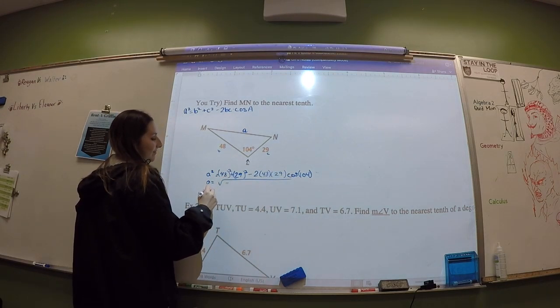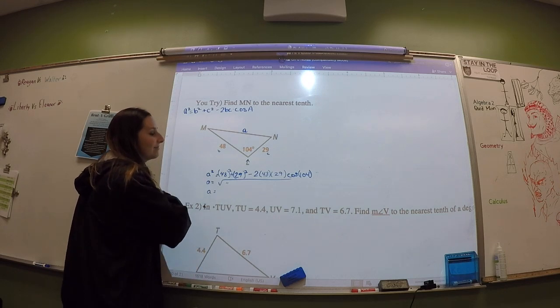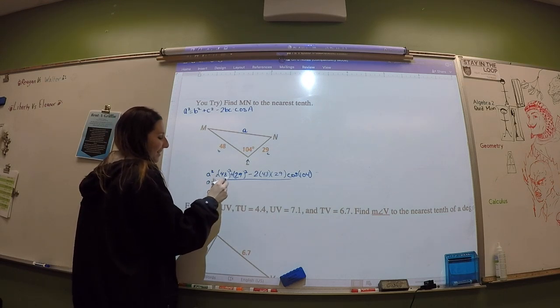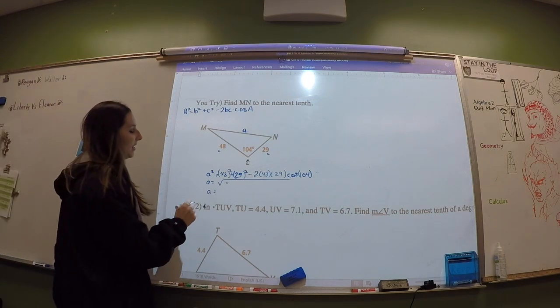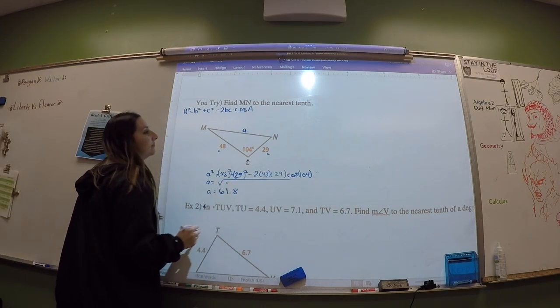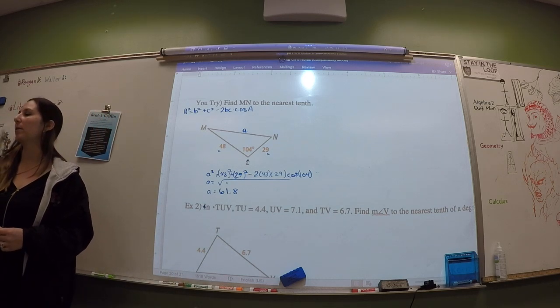Why don't you just put the square root over so you don't have to write it? Sure, I just put ditto. And then you get 61.8-ish, approximately.